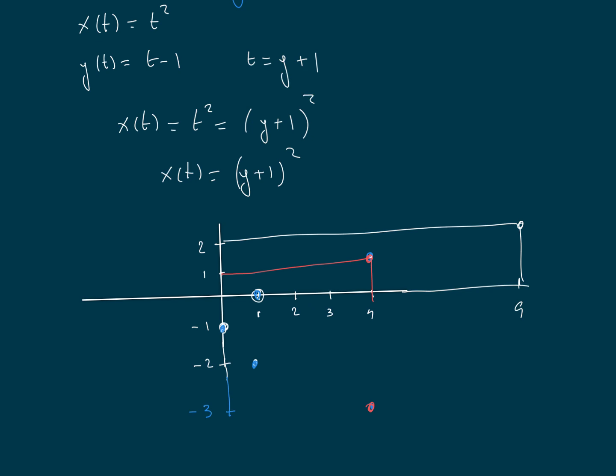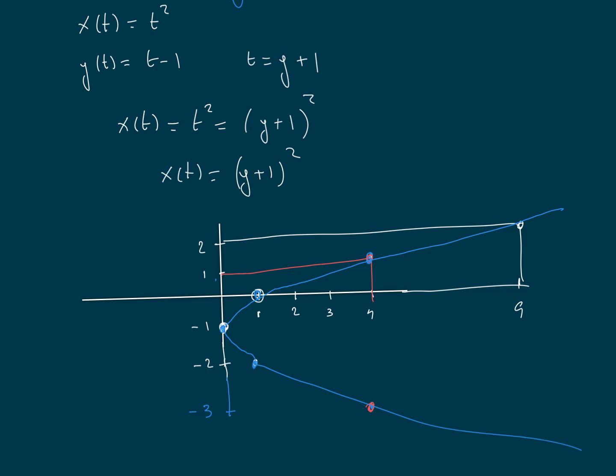When y equals 1, you are here. When y equals 1, x is 1 plus 1 is 2, 2 squared is 4, so the point is here. When y equals 2, you are here. 2 plus 1 is 3, 3 squared is 9. The x is 9. So it looks like the graph will go something like this. It's a parabola, okay?